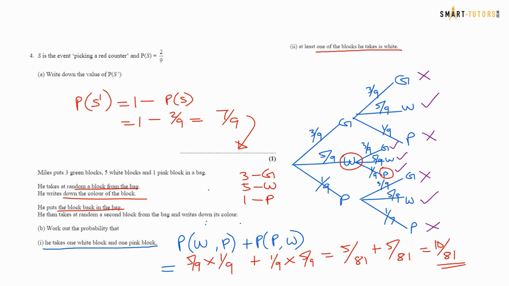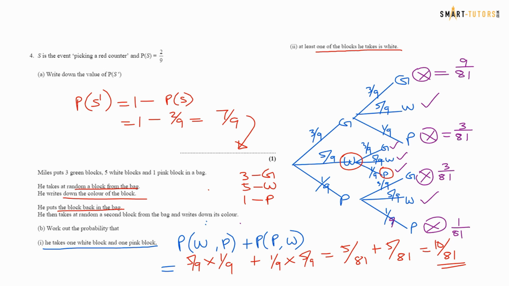So basically, if you find out the answer for these four crosses and take them away from 1, that is the answer. So how to do that one? This one is 9 upon 81, this one is 3 upon 81, this one is 3 upon 81, and this one is 1 upon 81.